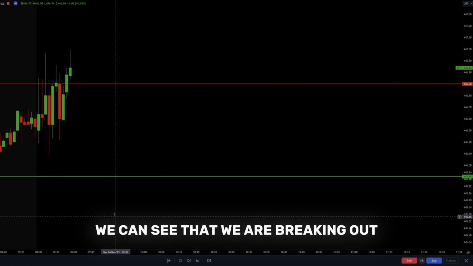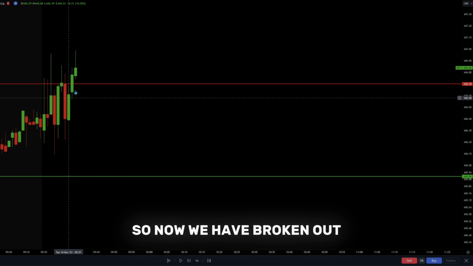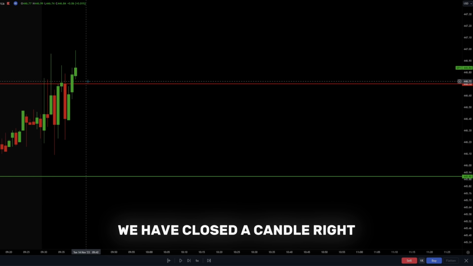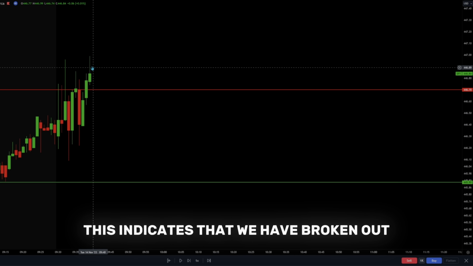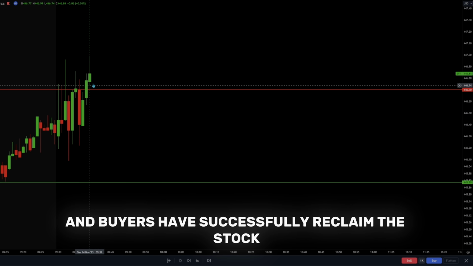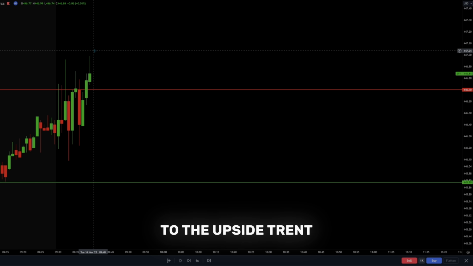And right here, we can see that we are breaking out. So now we have broken out. We have closed a candle, right? And this is very important. We have a candle close above our level. This indicates that we have broken out and buyers have successfully reclaimed the stock to the upside trend.